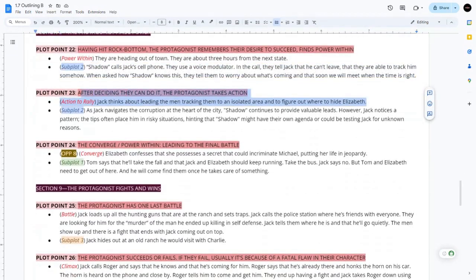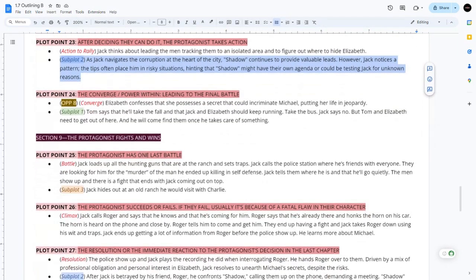In plot point 23, the protagonist decides they can do it, and Jack thinks about leading the men, tracking them to an isolated area, and figuring out where to hide Elizabeth. Which turns into subplot 2. As Jack navigates the corruption at the heart of the city, Shadow continues to provide valuable information. However, Jack notices a pattern. The tips often place him in risky situations. So this was in the original narrative, and this is the revelation from it. Instead of being a physical moment, it's more of a mental thought, and it passes like that.